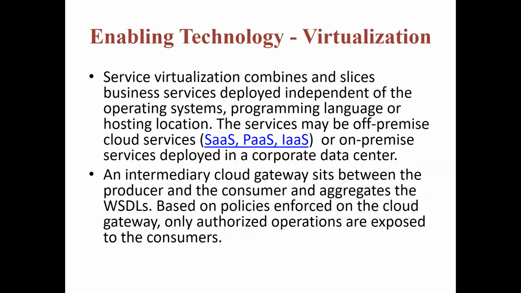Service virtualization combines and slices business services deployed independent of the operating system, programming language, or hosting location. The service may be an off-premise cloud service. We mentioned those as software as a service, platform as a service, infrastructure as a service, or an on-premise service deployed in a corporation's data center. An intermediary cloud gateway sits between the producer and the consumer and aggregates the WSDLs based on policy enforced on the cloud gateway. Only authorized operations are exposed to the consumers. We will talk about that a little bit, like an operating system, but providing a lot of different functions in cloud computing.